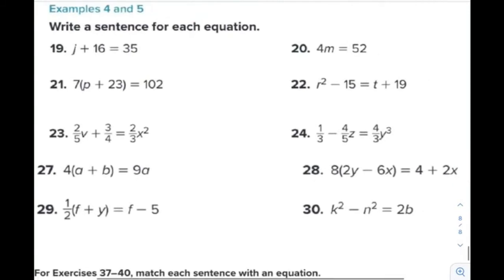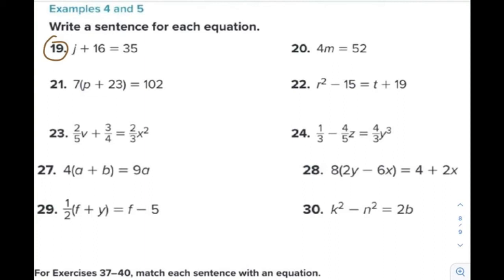Let's choose some exercises to solve here. Write a sentence for each equation. Of course we will have many possible answers, more than one answer for each question. So you can choose the one you feel comfortable with. For example, in this question, j plus 16 is equal to 35. We can say j plus 16 is 35. We can say 16 more than j is 35. We can say the sum of j and 16 is 35. All of these are correct.